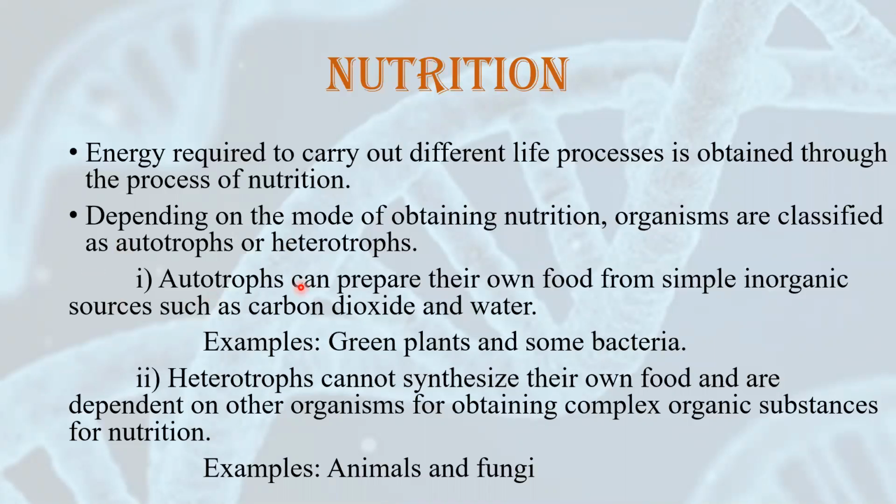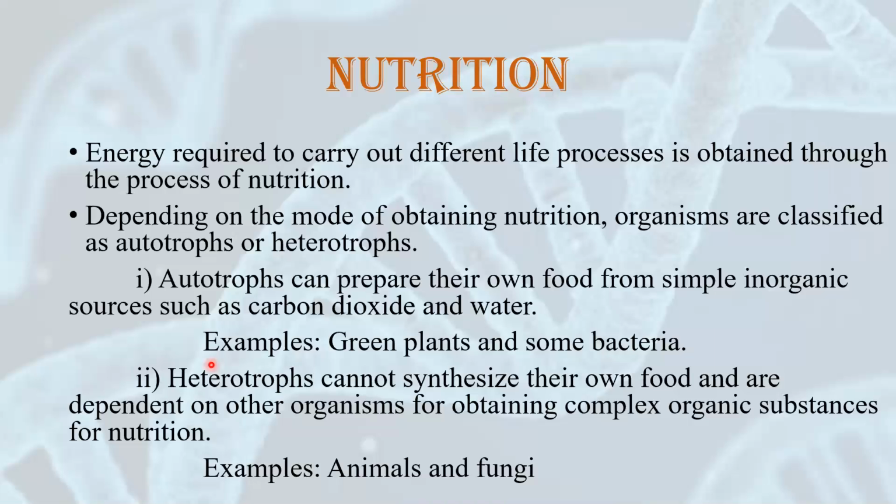Autotrophs means the organism which can prepare their own food. What they do? They prepare their food from simple inorganic sources. They take in simple inorganic sources and convert them into complex organic compounds. Which are these inorganic substances? Carbon dioxide and water. And which are the complex organic compounds? Glucose. So that is their food material, and the autotrophs have prepared it on their own. Example of autotrophic organisms: green plants and some bacteria.